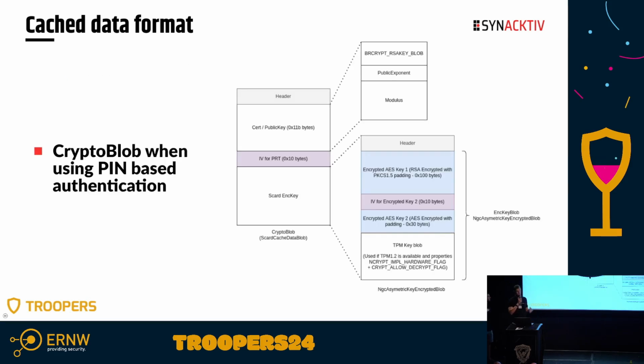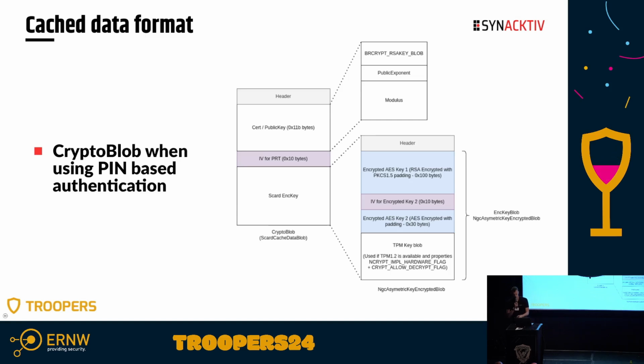Let's take a look at what the crypto blob looks like when we use PIN-based authentication. As Théo will explain in a few slides, PIN-based authentication involves some asymmetric cryptography. You have a private key that needs to be decrypted by using the PIN. What you will find in the cage data file is the public key associated with this private key. The public key will be stored in a BCRYPT key blob. This is a publicly documented structure by Microsoft. And then you will find different secrets.